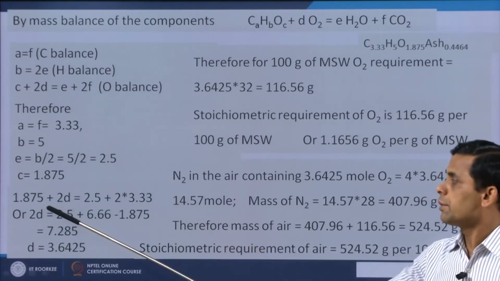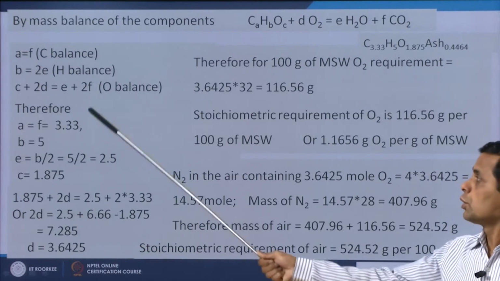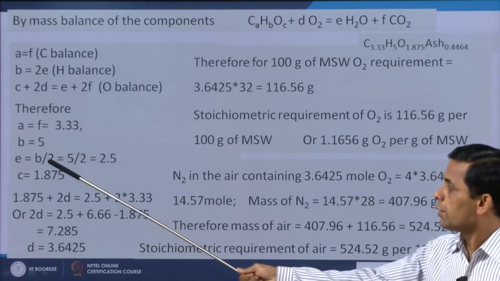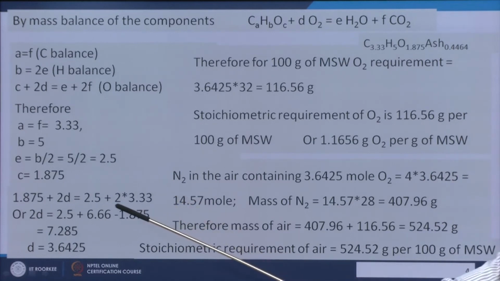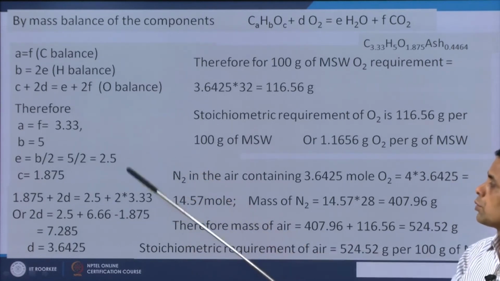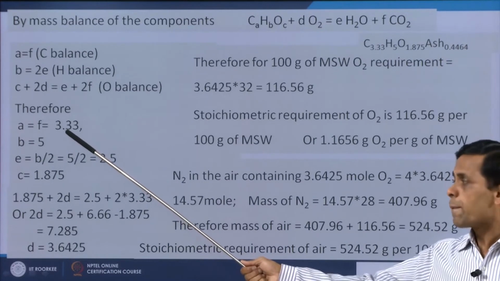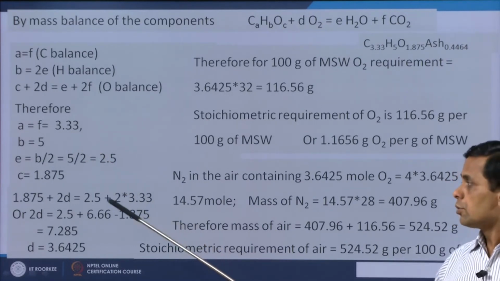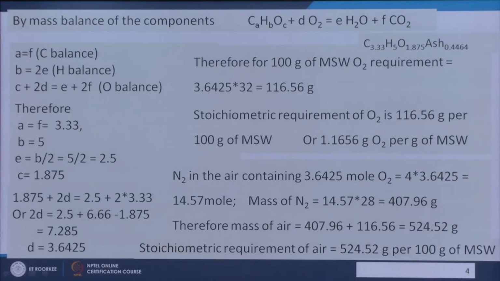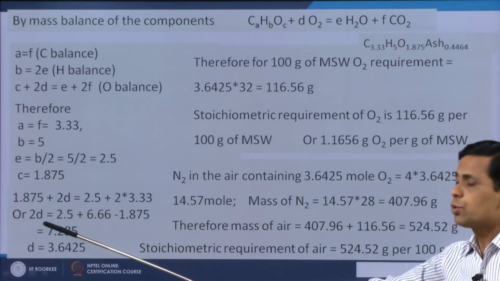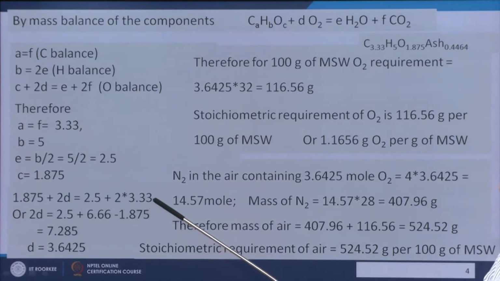So that has been done here. C is 1.875 plus 2D, that is equal to E, which we have calculated as 2.5, plus 2 into F. The value of F equal to A is 3.33, so we multiply this 2 with 3.33. By rearranging, we get 2D equal to 2.5 plus 2 into 3.33, that is 6.66, minus 1.875. So that is equal to 7.285, which is equal to 2D. So D will be 7.285 divided by 2, that is equal to 3.6425.